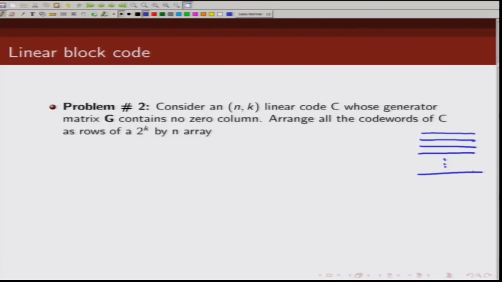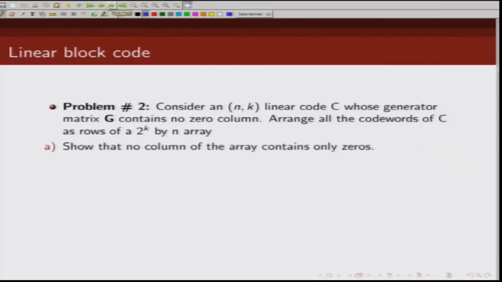So this array has dimension 2^k cross n, because the total number of code words is 2 raised to the power k for an (n, k) binary code, and they are all n-bit. The first result that we are going to show is that no column of this array contains all 0s.